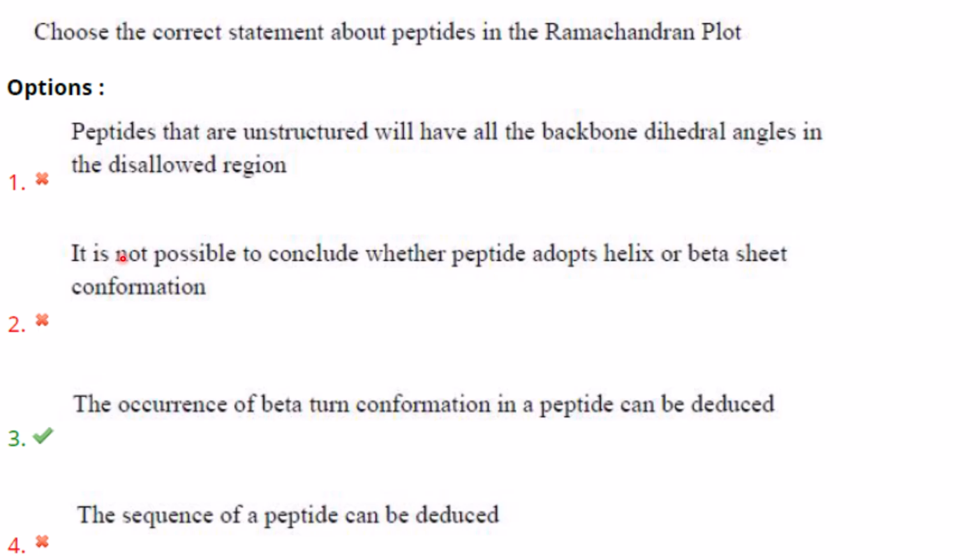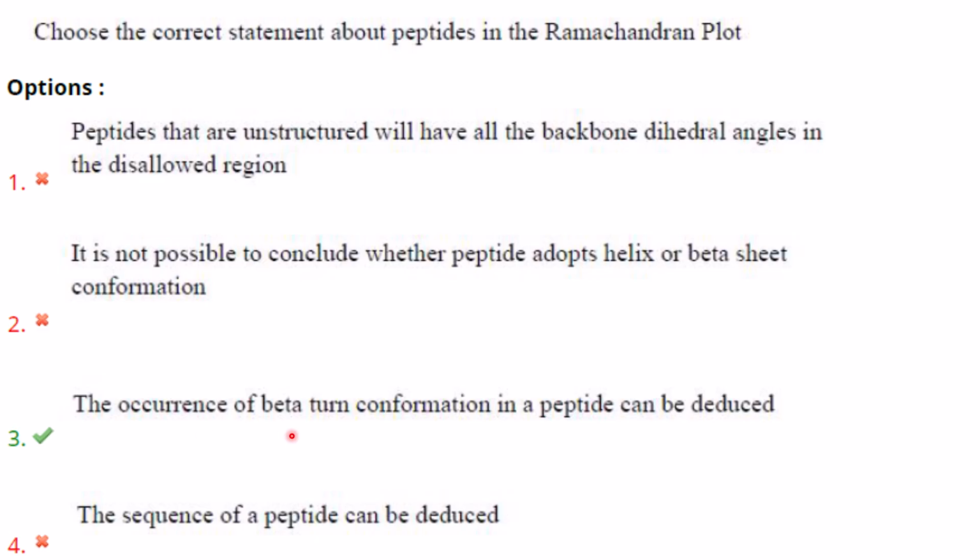Then it is not possible to conclude whether peptide adopts helix or beta sheet conformation. You can conclude or predict the structure of the peptide, whether it is alpha helix or beta sheet conformation, based on the Ramachandran plot.